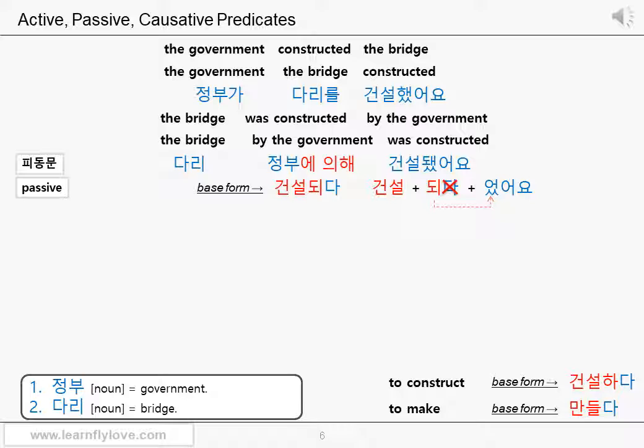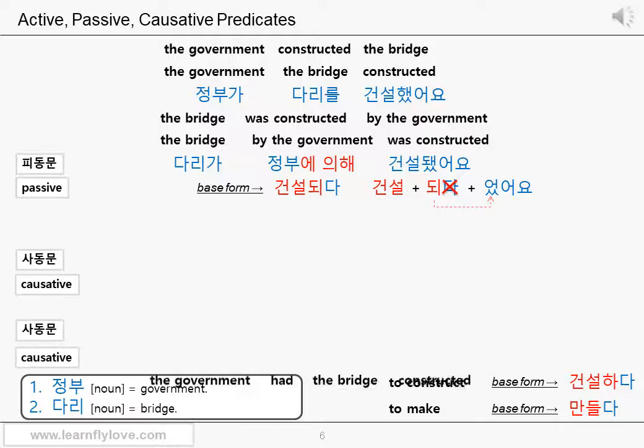The bridge. Bridge is 다리 in Korean. Legs are also 다리. They are homonyms, pronounced or spelt in the same way but having different meanings. 다리. It's the subject. Let's use the subject particle 가. 다리가. The bridge. By the government. 정부에 의해. Was constructed. 건설됐어요. 다리가 정부에 의해 건설됐어요.